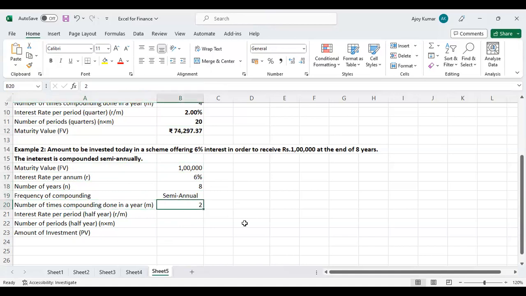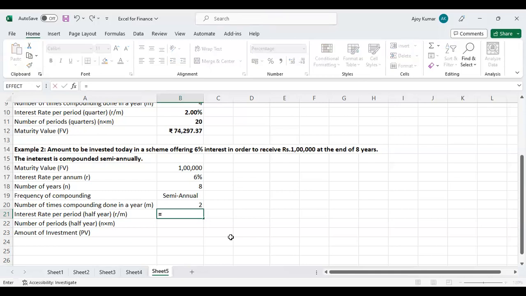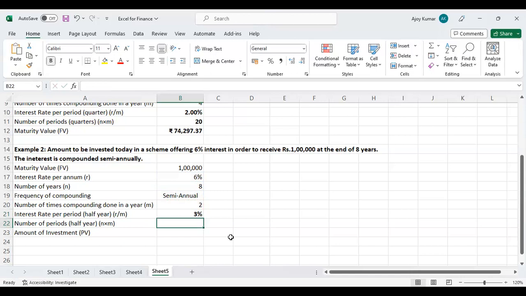Now let us continue with the same steps that we did earlier. Interest rate should now be converted not per annum, but for half year. For that purpose, we will take this 6% and divide it by 2. So this is R by M. Instead of 8 years, we should look at how many half years there are. So how many 6-month periods are there? To do that, we will take the number of years, 8, and multiply it with this 2. So we have 16 periods now. So it's going to be 3% for 16 periods.